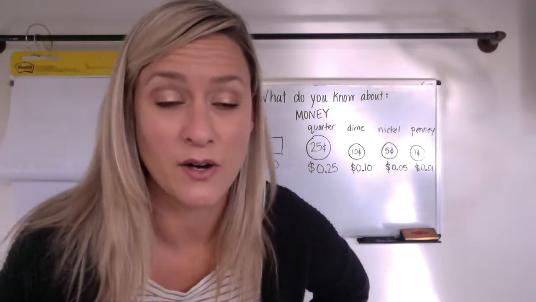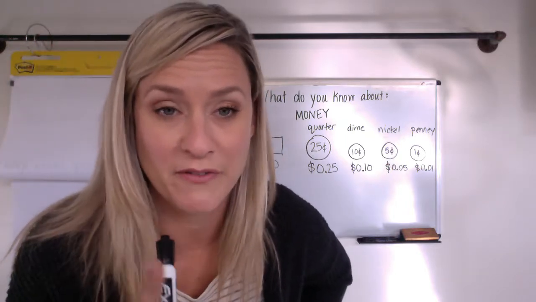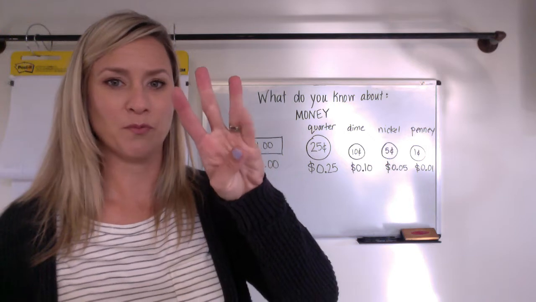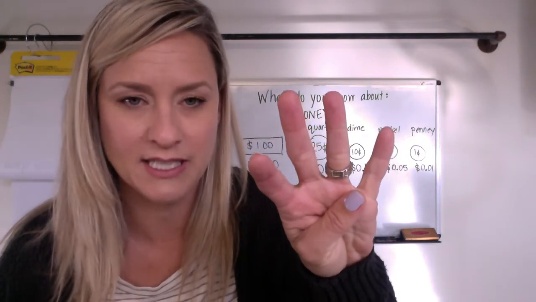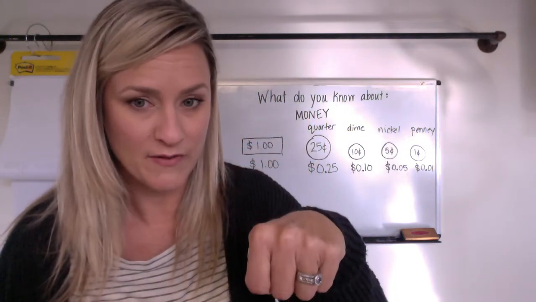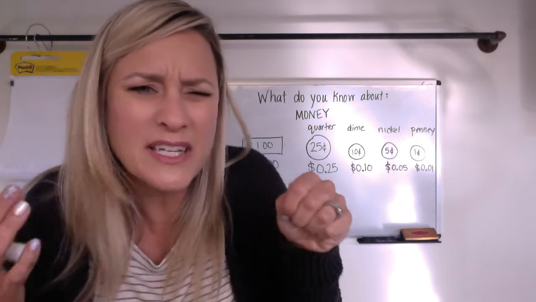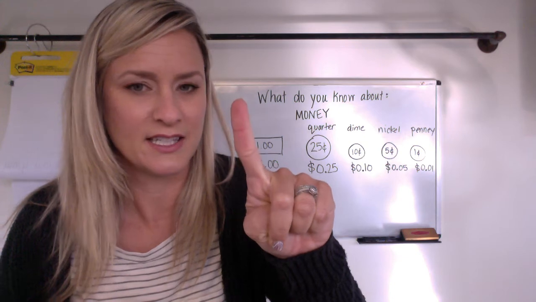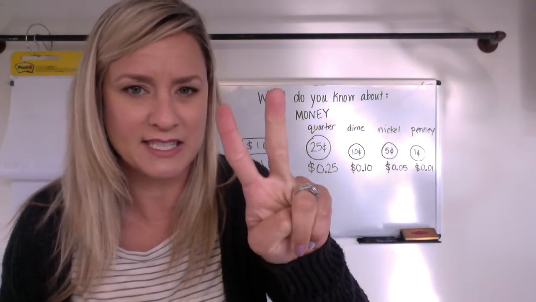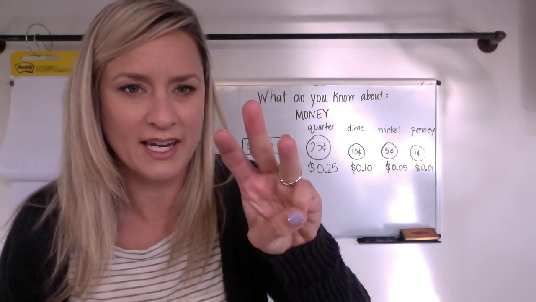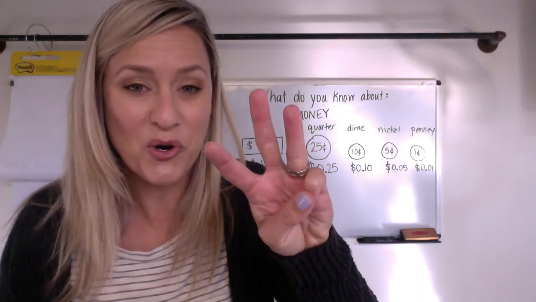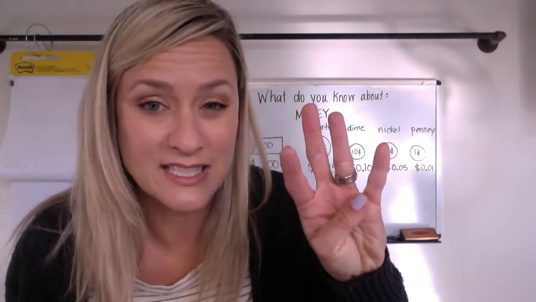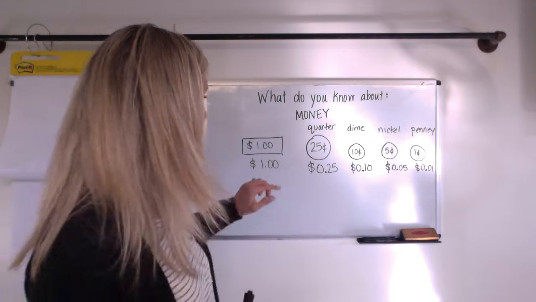You probably know how many quarters make a dollar. Show me on your fingers. Boom, boom, boom, boom. 4 quarters make a dollar because we can count by 25s. Count them with me. You probably don't know how to count by 25s yet, but we can learn. 25 cents. 2 quarters would make 50 cents. 3 quarters would make 75 cents. 4 quarters would make 100 cents, otherwise known as a dollar.